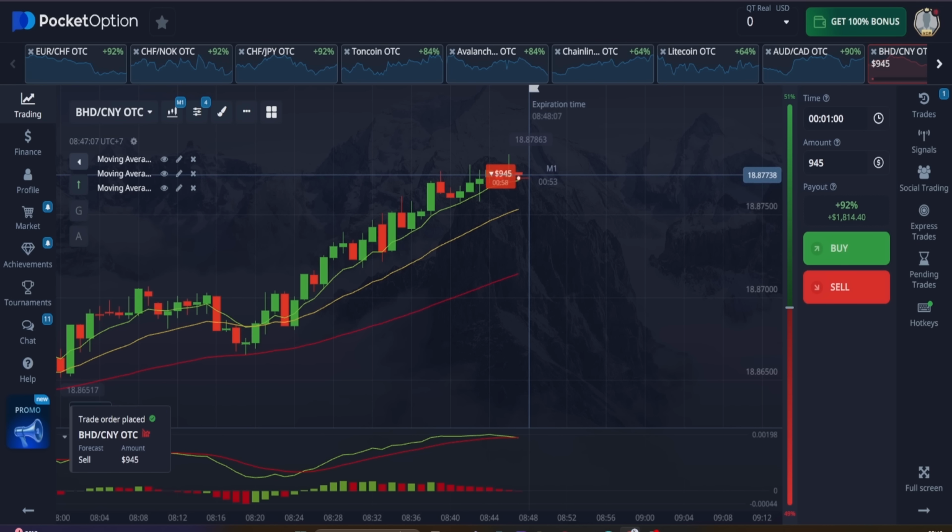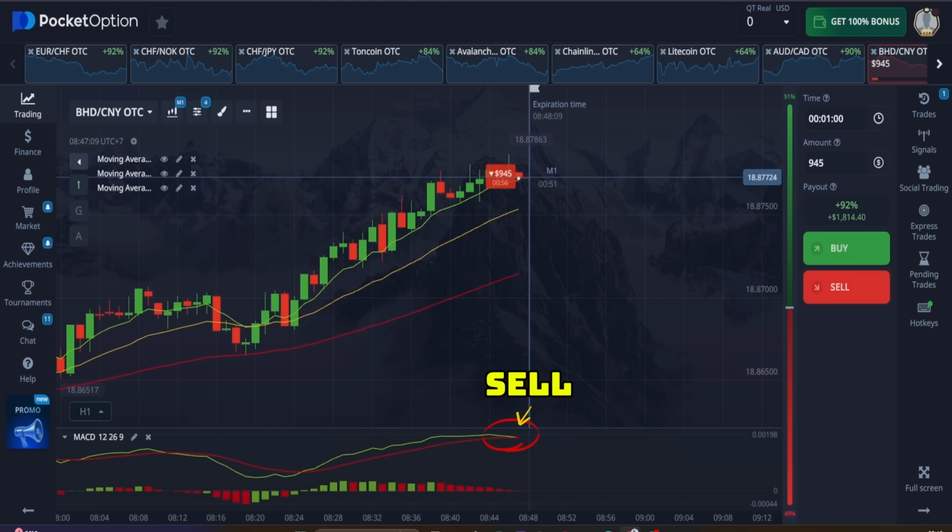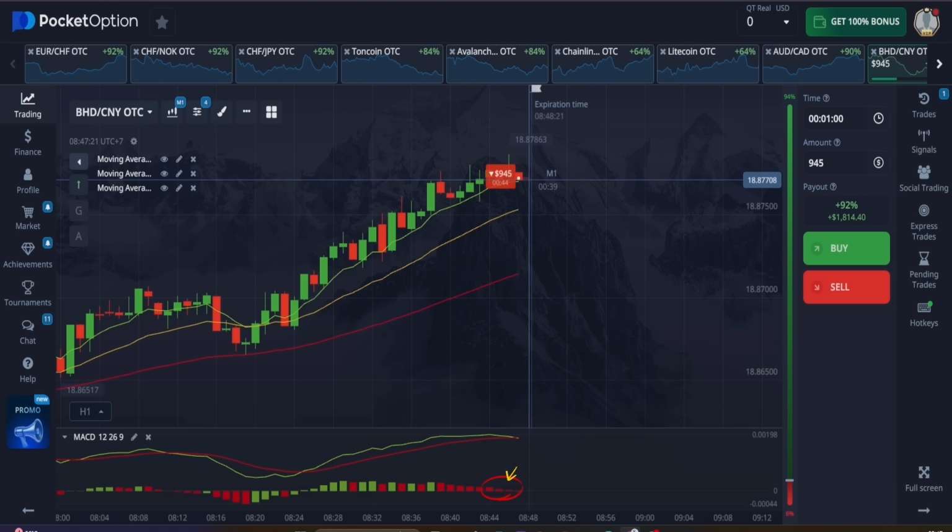I enter a sell position here because a MACD crossover has occurred where the green line crosses downward below the red line, indicating bearish momentum. At the same time, the histogram has turned red and is expanding to the downside, which further confirms increasing selling pressure. This combination tells us that momentum is shifting in favor of the sellers, and the probability of price continuing lower becomes higher. That is why this sell entry is taken based on confirmation, not anticipation. Now let's allow the market to move and see how price reacts.